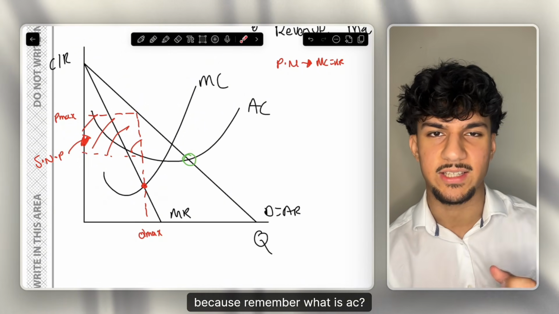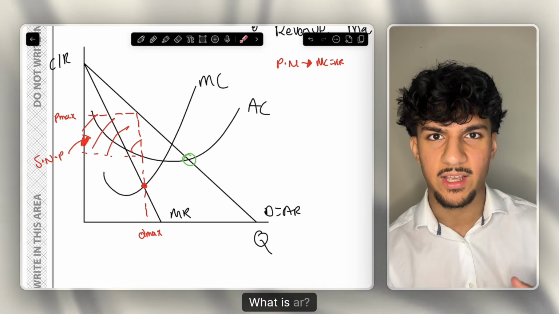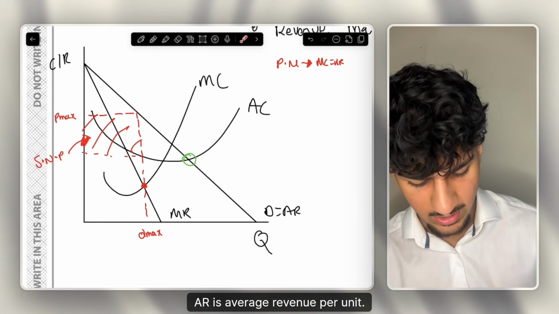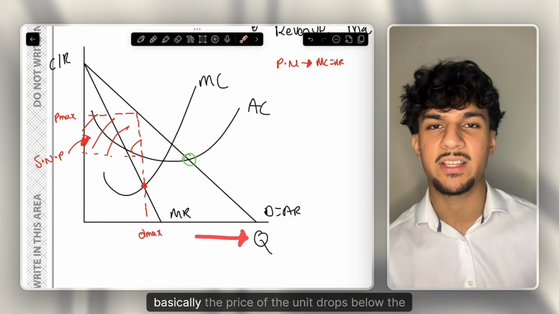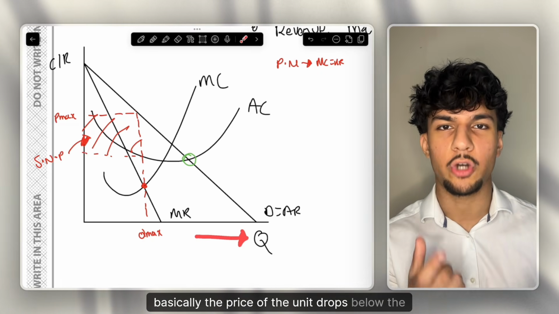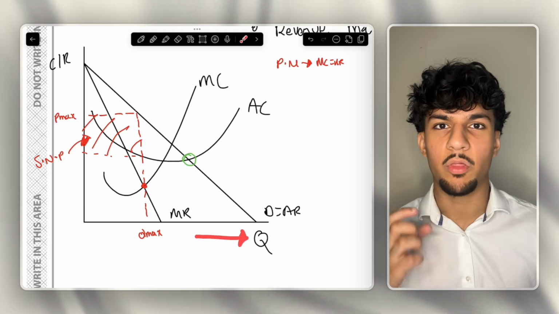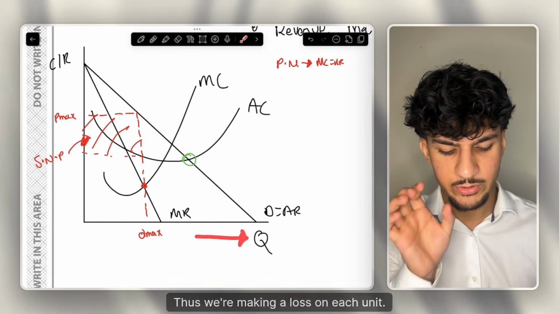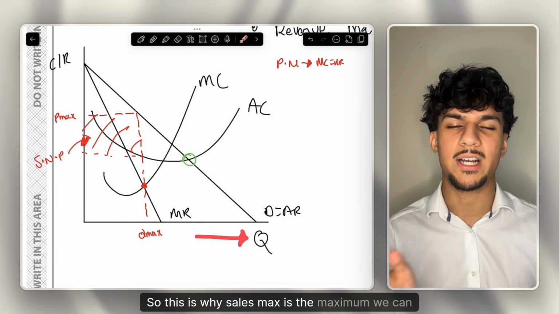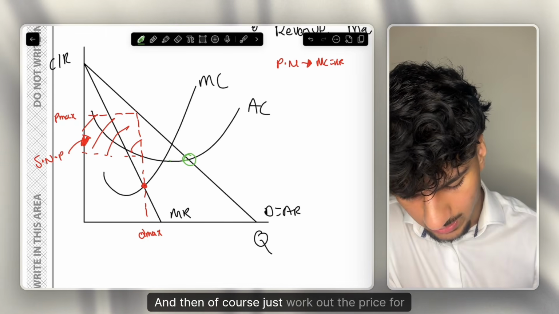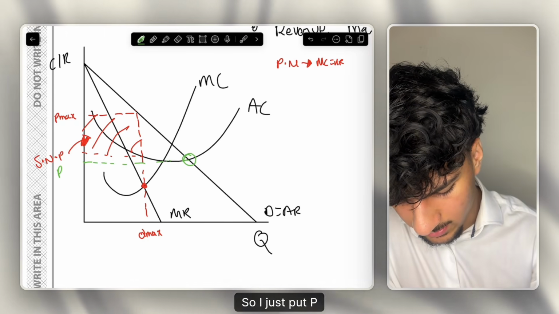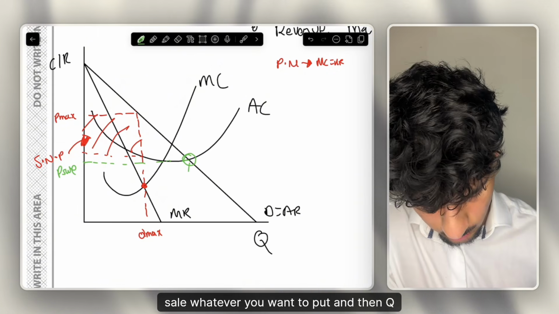Because remember, what is AC? AC is cost per unit. What is AR? AR is average revenue per unit. Therefore, if we produce at any higher quantity, the average revenue, basically the price of the unit, drops below the cost per unit. Thus, we're making a loss on each unit. So this is why sales max is the maximum we can produce without making a loss on each unit. And then, of course, just work out the price for sales max. So just put P sales, whatever you want to put, and then Q sales.